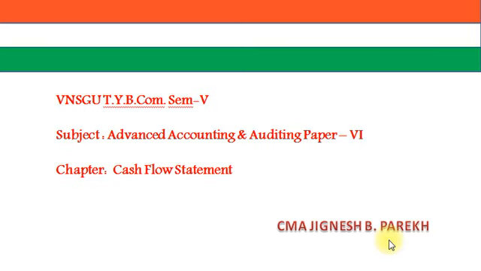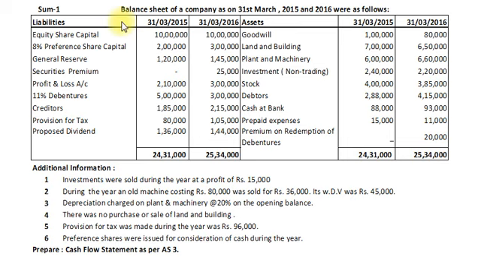Dear students, today we will solve one example of cash flow statement in Advanced Accounting and Auditing paper 6, Veer Narmad South Gujarat University, TY BCom semester 5. Here we have a balance sheet of a company as on 31st March 2015 and 2016.